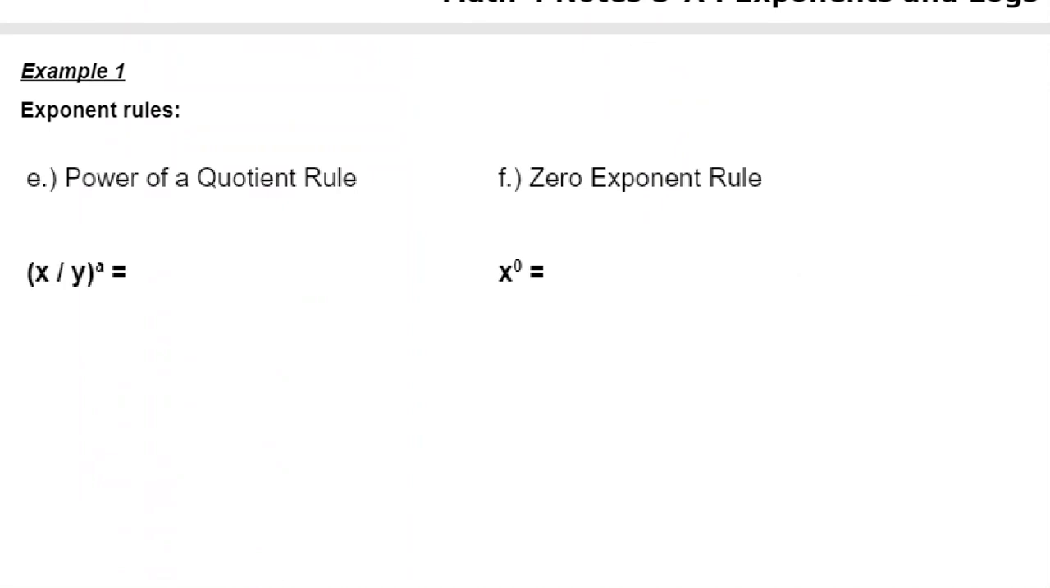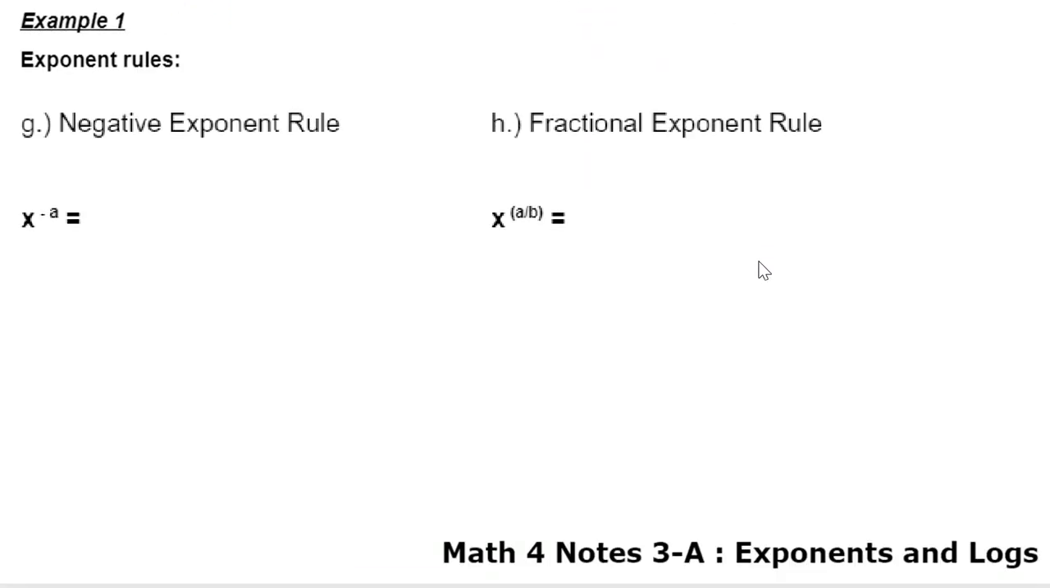Now, for the power of a quotient, I'm still distributing, but it's still going to look like x to the a on top and y to the a on the bottom. And of course, anything raised to 0 is plain old 1. And two other rules that we learned along the way: if we have a negative exponent, it is as if I had put it underneath with a positive exponent.